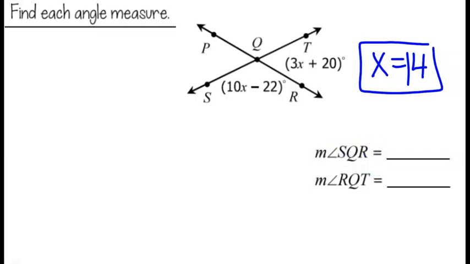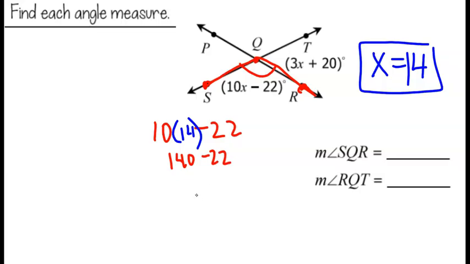I know which angle is SQR by tracing the letters S, then Q, and R. When I connect them in that order, I find the angle they're talking about. So the measure of SQR is 10x minus 22. So I'm going to erase and replace the letter x with a 14. Use your calculator to compute. 140 minus 22 is 118.